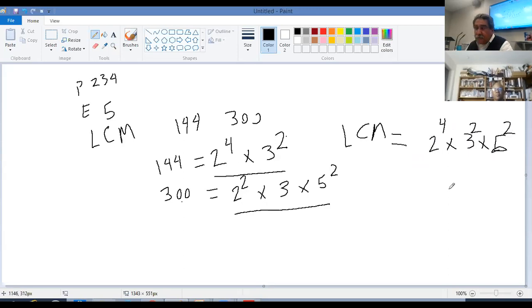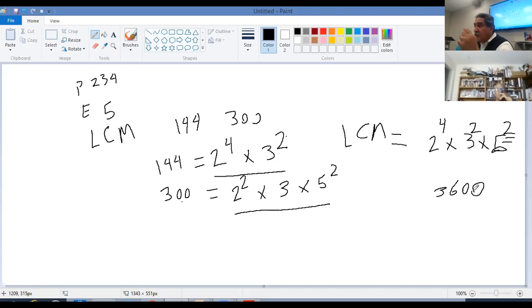Question. Yes. So it's just a principle. 5 is not there. Yeah, I included it for the LCM only. Least common multiple, because it's a multiple. But you choose the greatest exponent. Okay. So if you multiply these together, you get 3,600. So the least common multiple of 144 and 300 is 3,600.